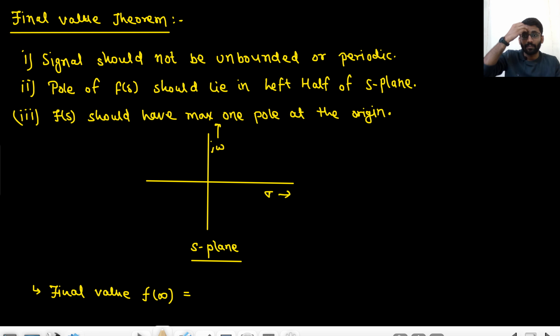Now what about the final value theorem? The first thing is, the signal should not be unbounded or periodic. What is unbounded?